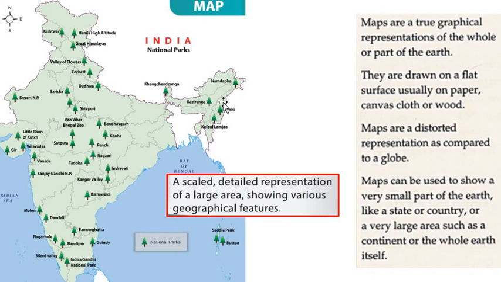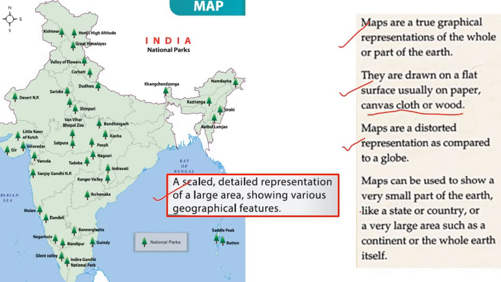Map we have already talked about. Let us do a recap. So a map is basically a scaled and detailed representation of a large area showing various geographical features. They are basically true graphical representations of the whole or part of the earth. They are drawn on a flat surface, usually on paper, canvas cloth or even wood. Now maps are a distorted representation as compared to a globe, which we will talk about later on.